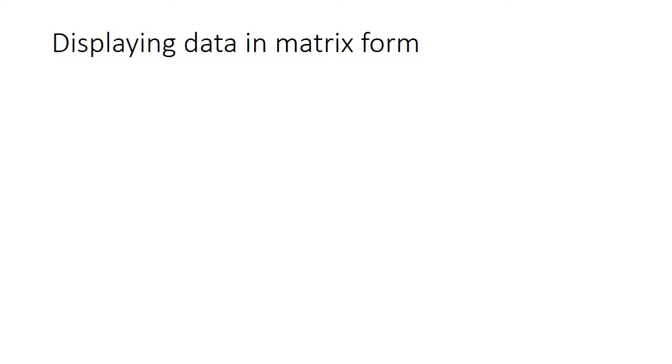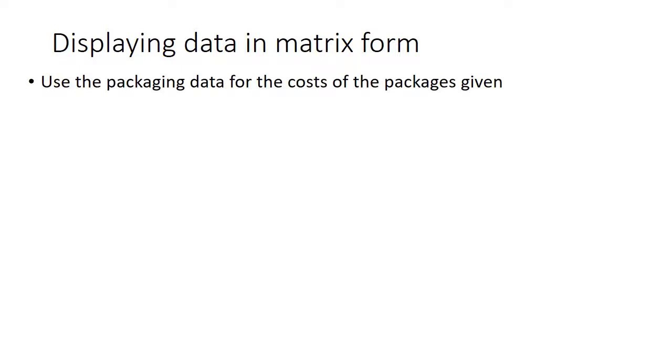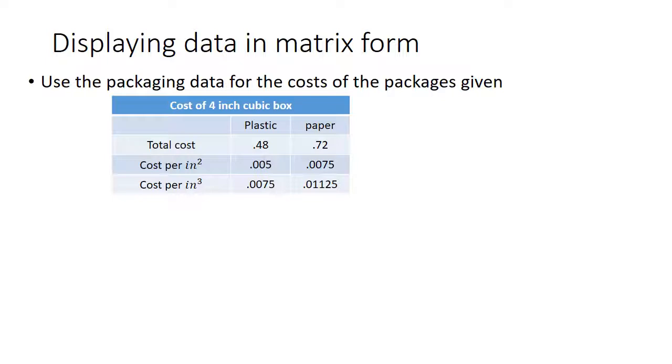So let's practice putting some data into matrix form. Here we have some information about packaging cost, given for whether the box is plastic or paper. We have total cost, cost per square inch, and cost per cubic inch for these types of packages. What we're going to do is display the data in matrix form. So rather than writing all of the numbers and stuff, we're going to take the data. You may find it easier to draw your brackets afterwards, because I'm never very good at drawing them as big as I need them to go.